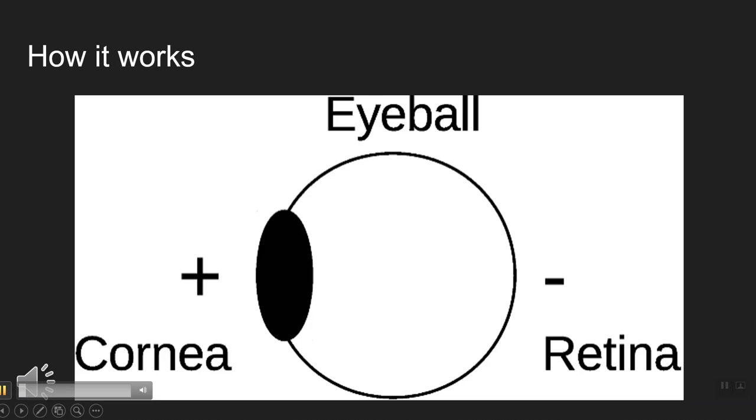The human eye is an electrical dipole with a negative pole at the retina and a positive pole at the cornea. A leftward gaze results in a negative change in potential difference, and a right gaze results in a positive change in voltage difference.